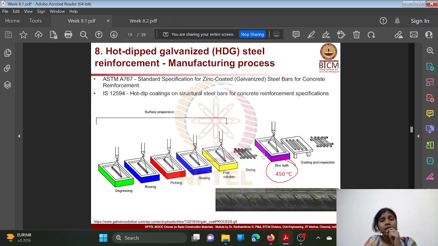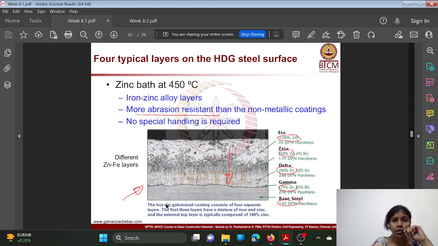Here the steel rebars will be immersed in a zinc bath at a temperature of 450 degrees Celsius, and then cooled and inspected for damages or holes. So this is the hot dipped galvanized steel reinforcement. This is the manufacturing process here. See, zinc bath at 450 degrees Celsius, iron zinc alloy layers.